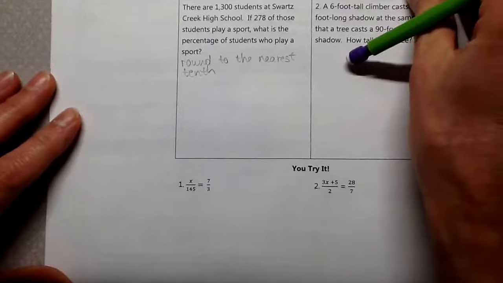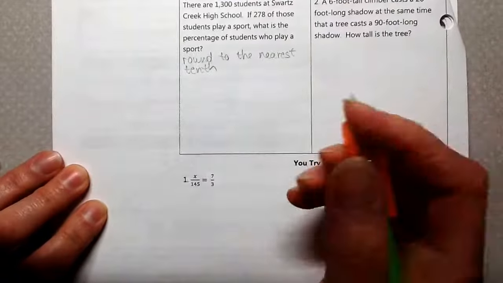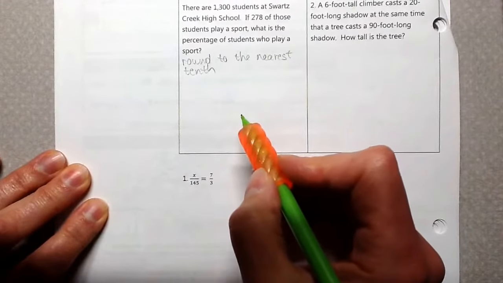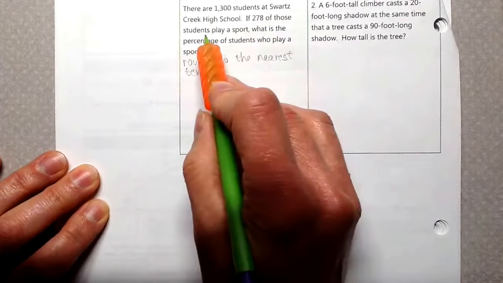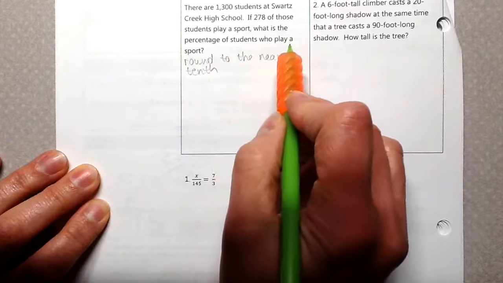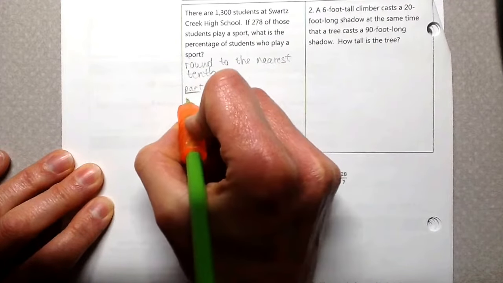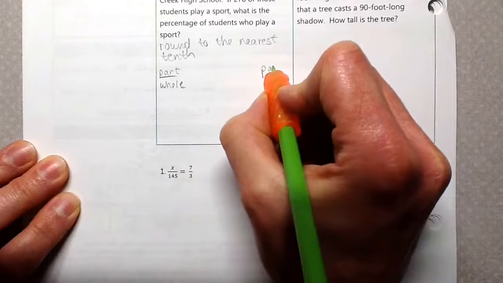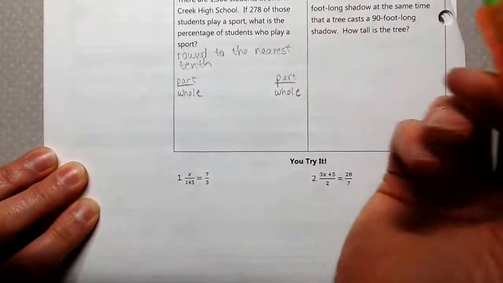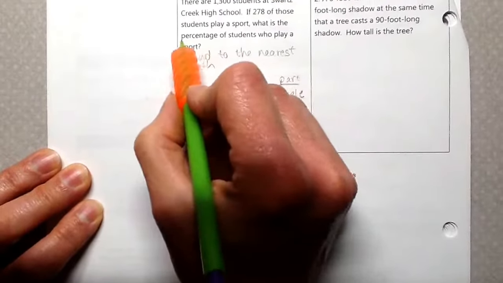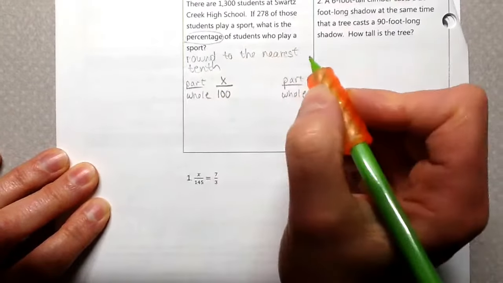Okay, now we're going to set up a proportion. The first question, we're going to round to the nearest tenth. Now, when you're setting up proportions, not a bad idea to give yourself a little template to work with. So we have 1,300 students at Swartz Creek High School. If 278 of those students play a sport, what's the percentage of the students who play a sport? So we want to do part over whole, and part over whole on this side as well. Okay, so we know that we're asking for a percentage, so we don't know the percent, but we do know the whole part that matches up with that is 100.